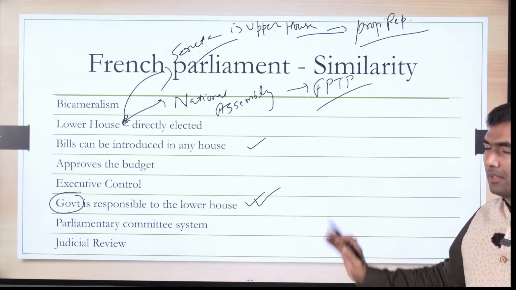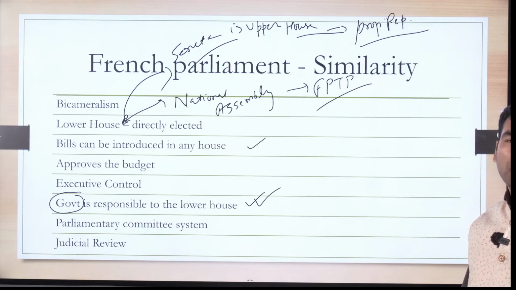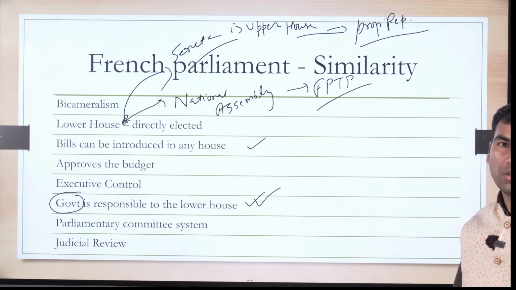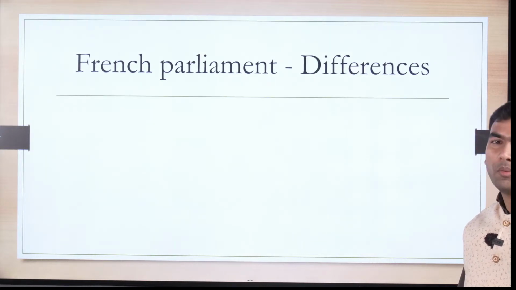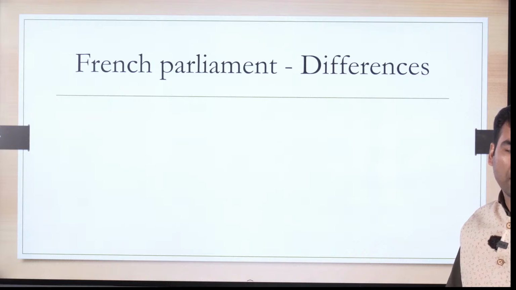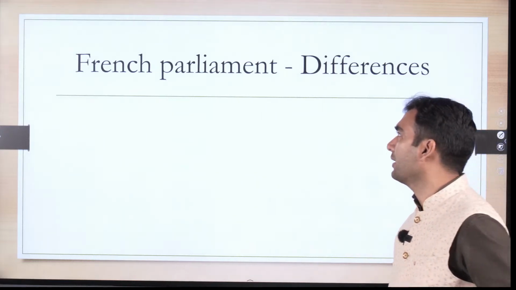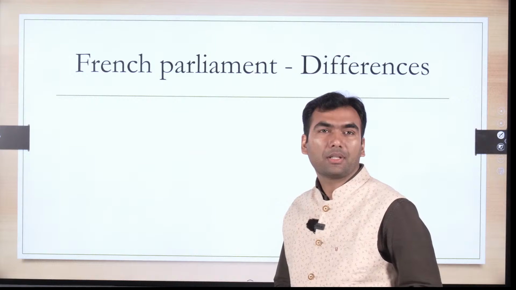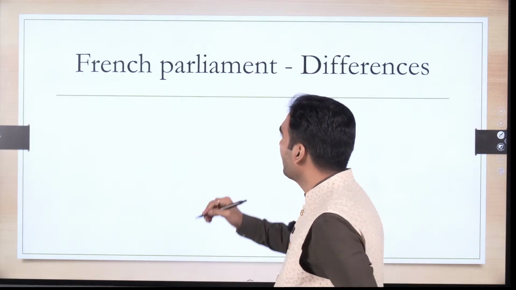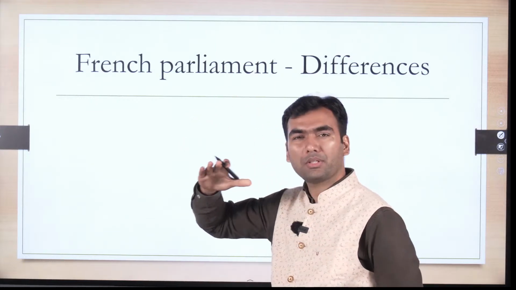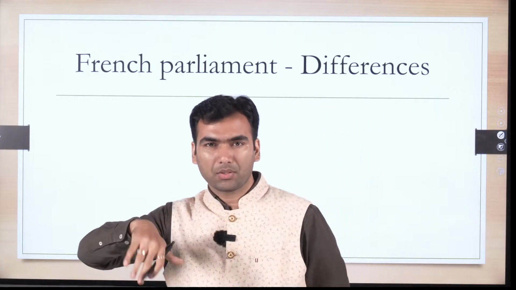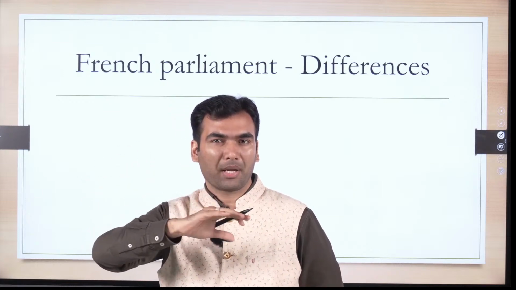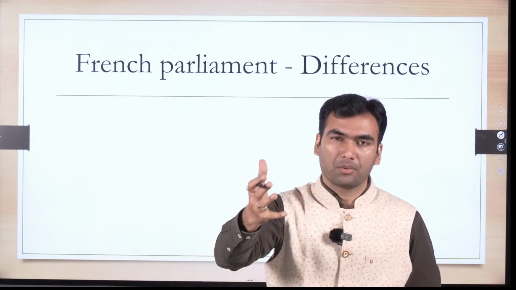Then they also have the mechanism of judicial review. So their parliament, or their legislature, is also not sovereign. But where are the differences? First, let's understand the differences in structure. They have two houses. The lower house is completely similar to India. The lower house is directly elected, based on the constituency, first past the post system. There is a prime minister who remains responsible to the lower house.